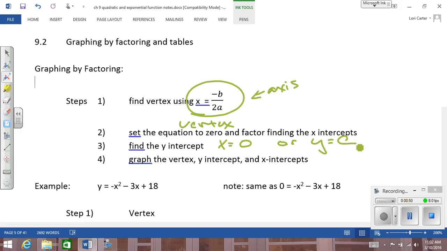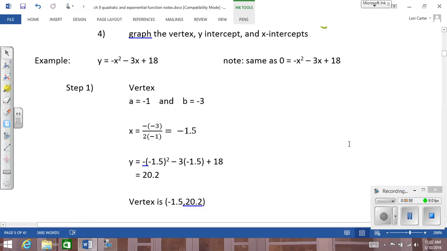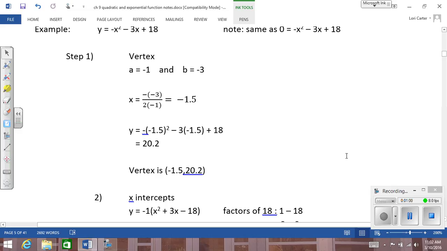Okay, so now we've got the y-intercept and then we mirrored it. Now you have to find the x-intercepts, and there's two ways to do it. We're going to do it by factoring first, and then if it doesn't factor, because they don't all, we will do a table next.